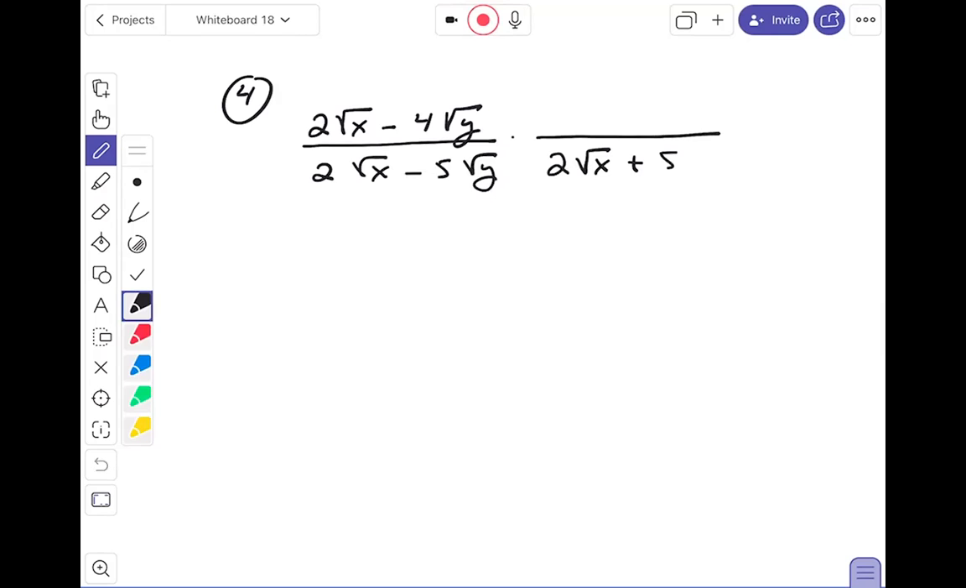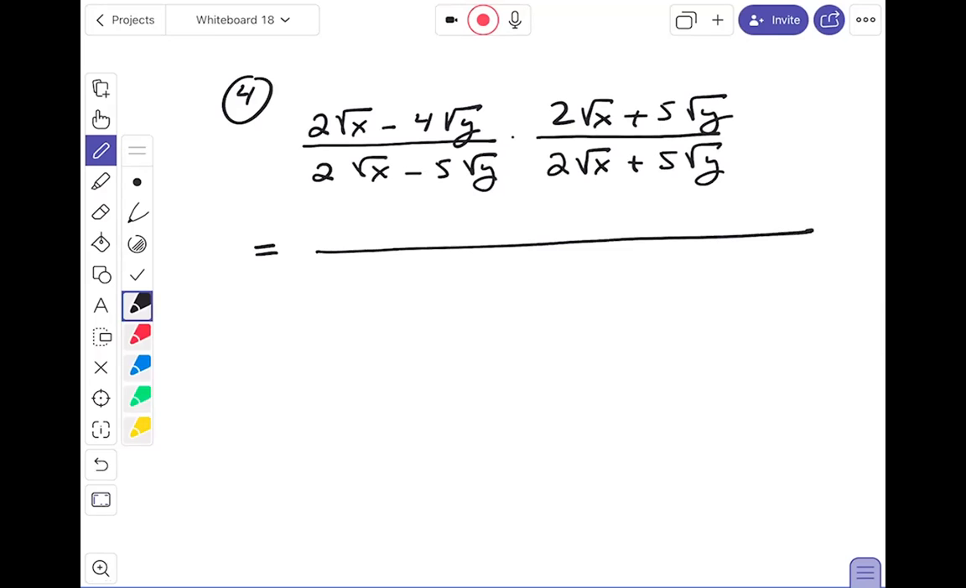And this can get pretty nasty. I will say this, over time though, the bottom should be super easy to do. But I'm going to go through it. And what do you get? 2 times 2 is 4. I'm using the distributive property of multiplication, but I'm just doing the bottom. 2 times 2 is 4. Root x times root x is x. So I get 4x initially. And then what do I get? 2 times 5 is 10.